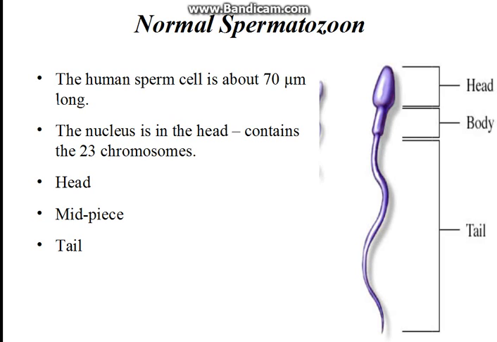Now a normal spermatozoon is about 70 micrometers long. There are three parts: there is the head, there is the midpiece, and there is the tail. And the head contains a haploid set of chromosomes, that is 23 chromosomes.